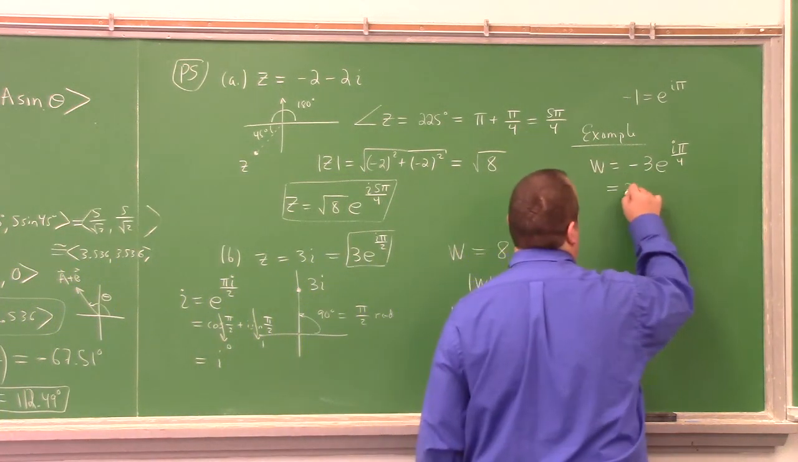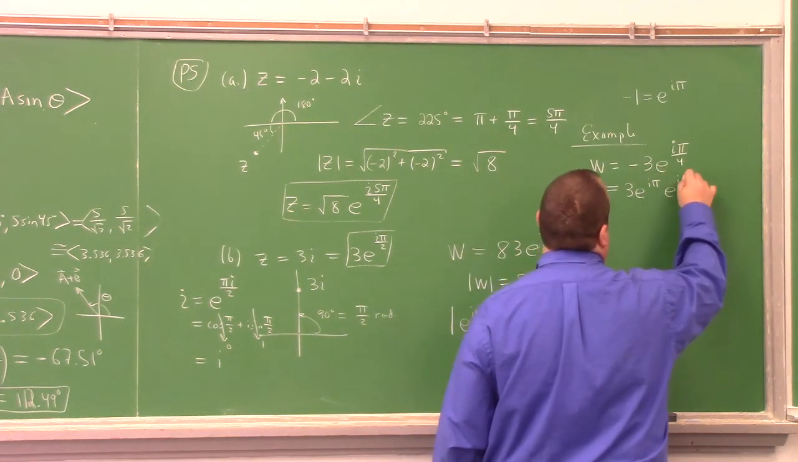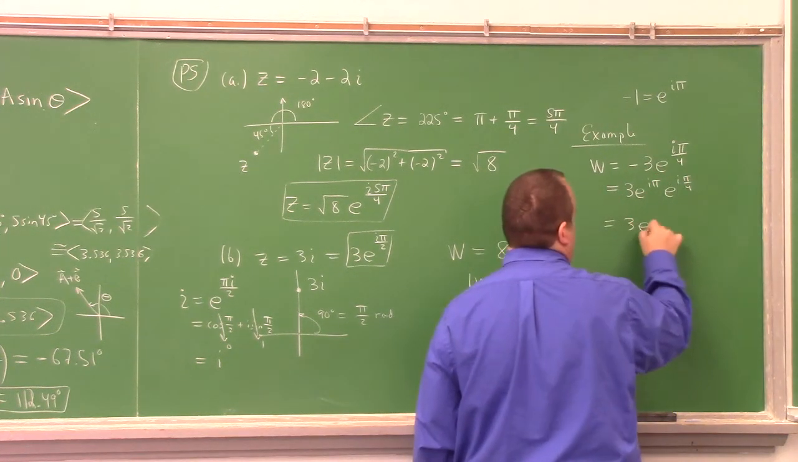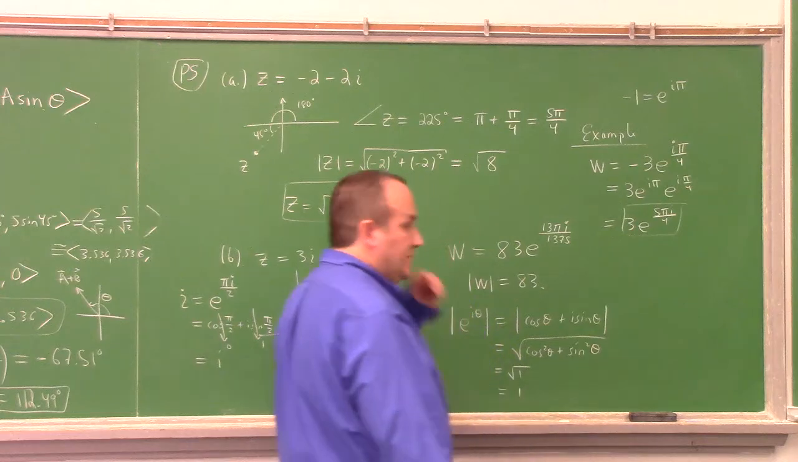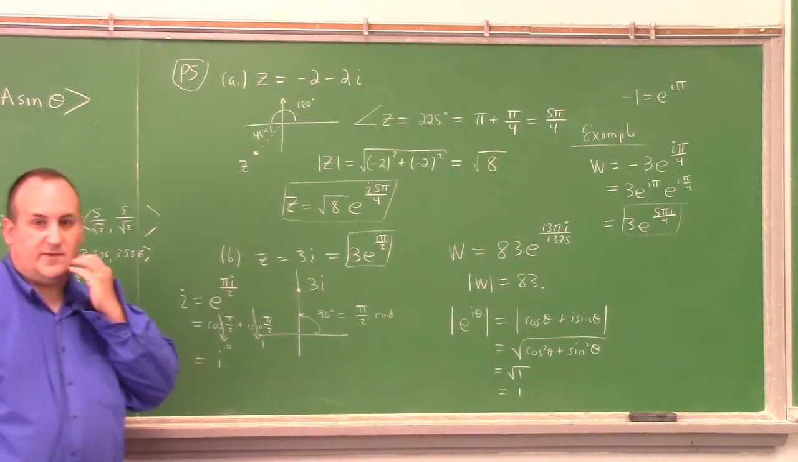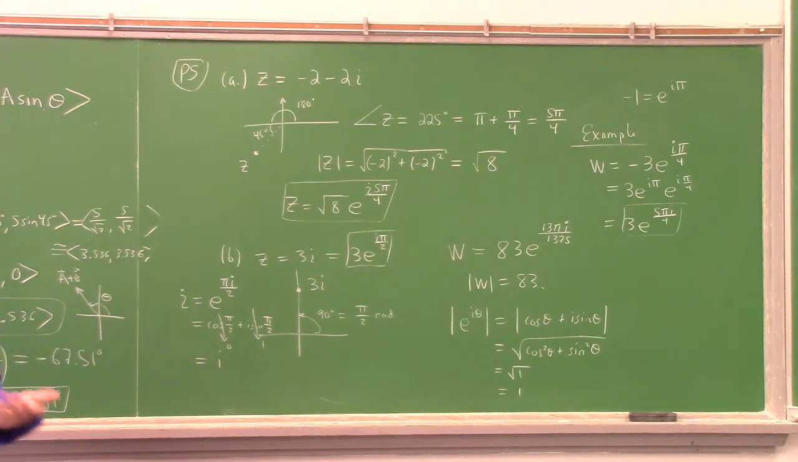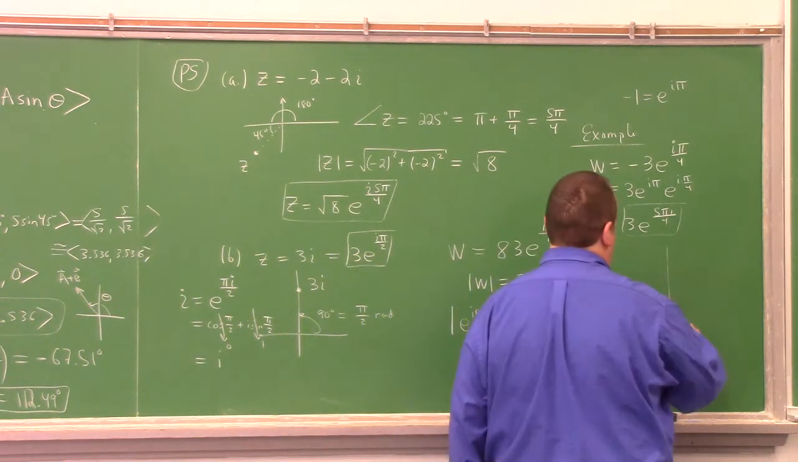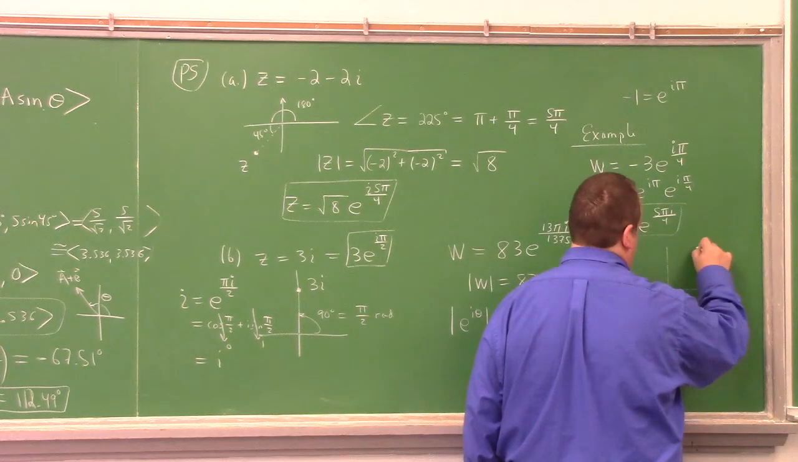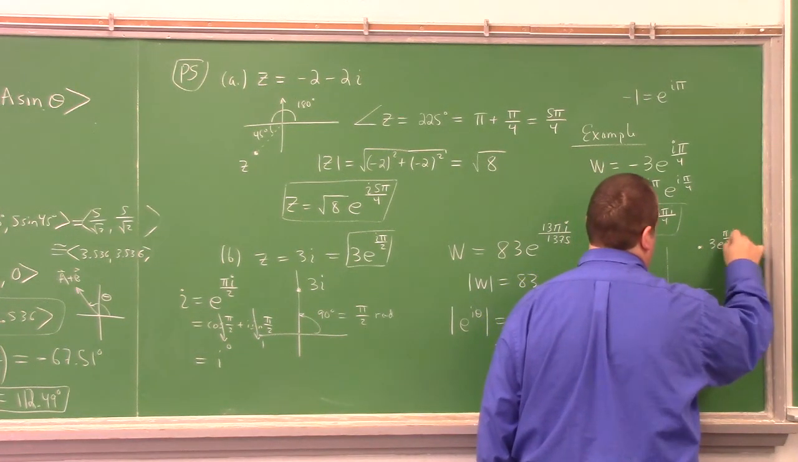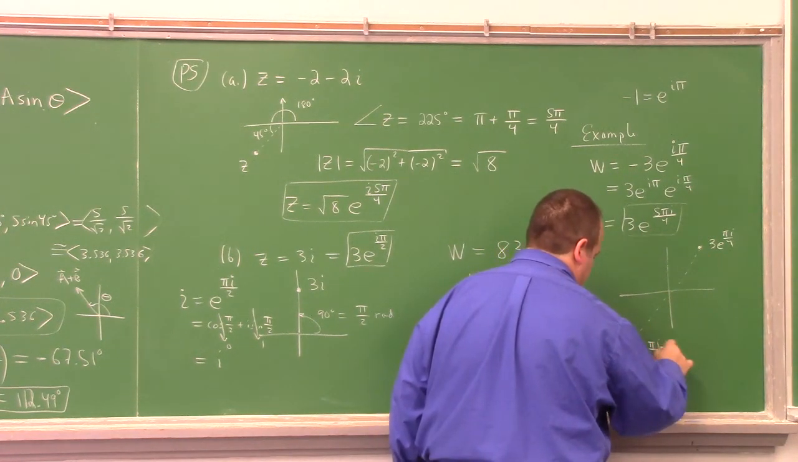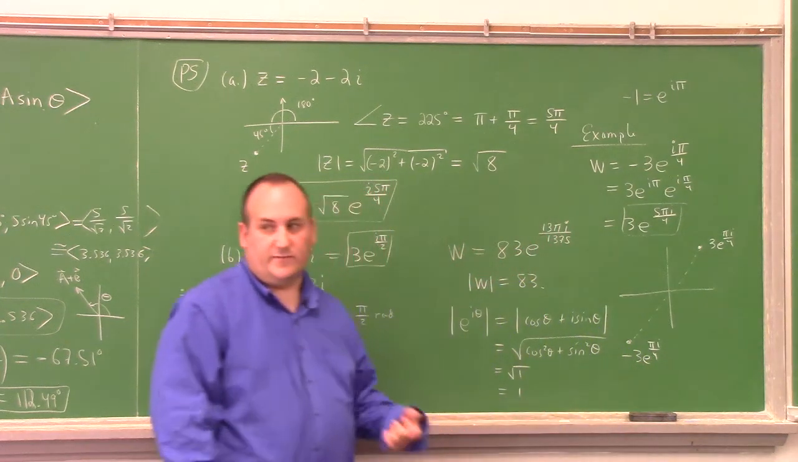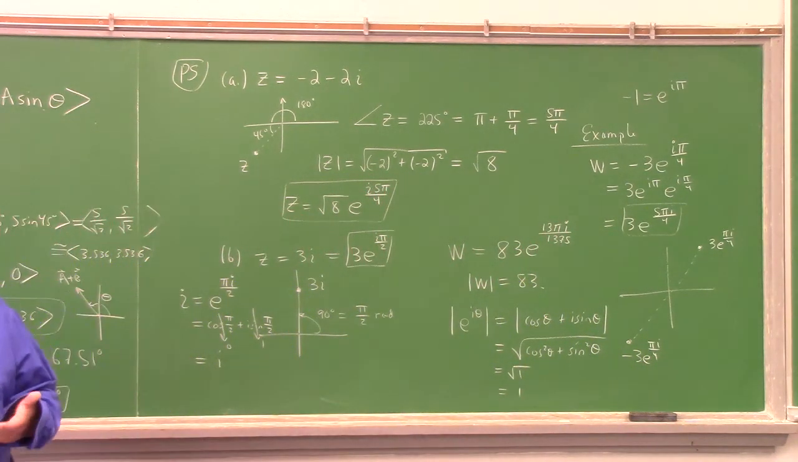So I could rewrite this as 3 e to the I pi over 4 times e to the I pi, which gives me 3 e to the 5 pi I over 4. There you go. This is the polar form of that complex number, which makes a lot of sense if you think about it, right? Because 3 e to the I pi over 4 is like here, right? And if you multiply by minus 1, you're down here. So multiplication by minus 1 is a rotation of 180 degrees, which is multiplication by e to the I pi. These are different ways of looking at it.